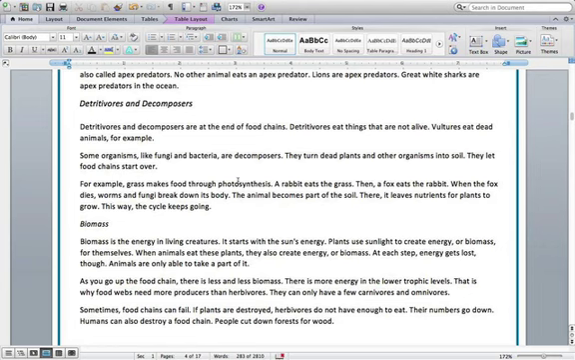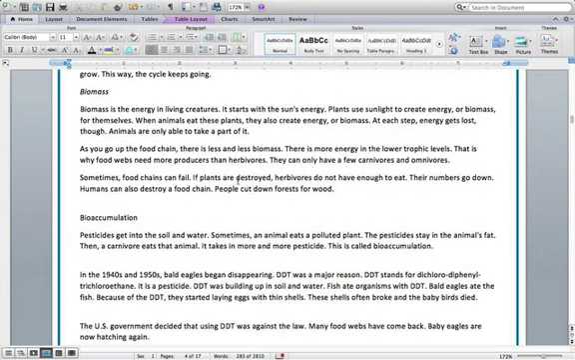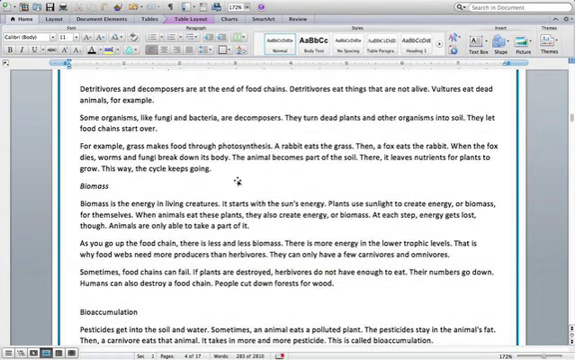Let's stop here for a second. What is a detritivore and what is a decomposer? Fantastic. We found out that a detritivore is an animal like a vulture. They eat dead animals. And a decomposer is an organism that helps to turn a dead body back into soil, such as a worm.